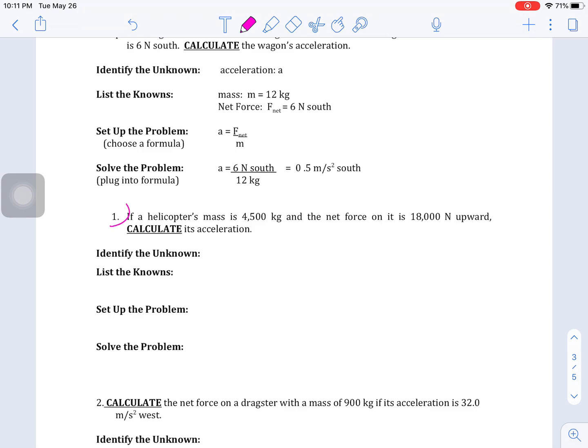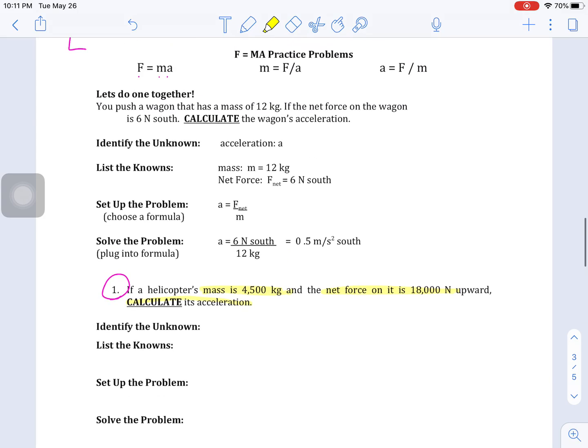So here we're starting with problem number 1. Check your answer on each one. So here we're looking at a helicopter with a mass of 4,500 kilograms and a net force of 18,000 newtons. I need to then calculate acceleration. So the first thing I have to decide is what formula am I using. If I'm calculating for acceleration, am I looking to solve for force, mass, or acceleration?